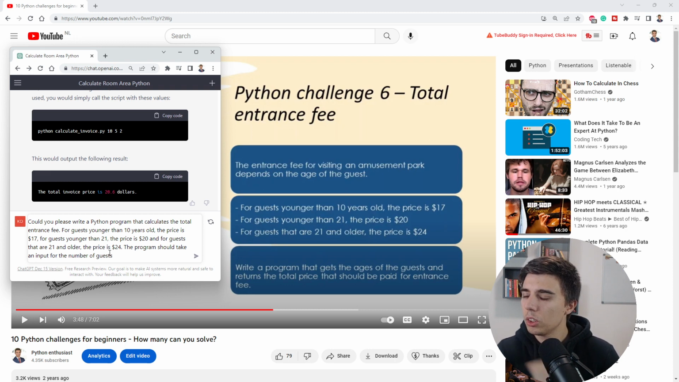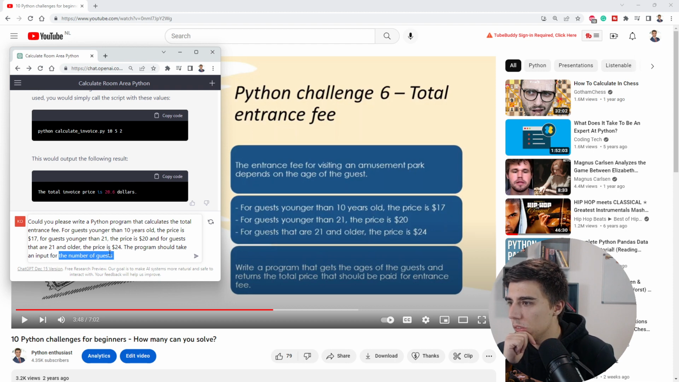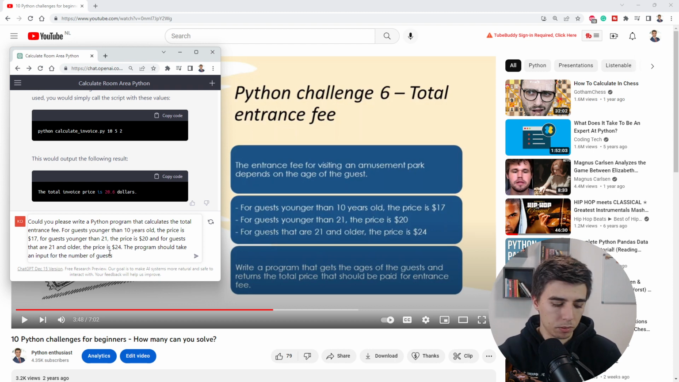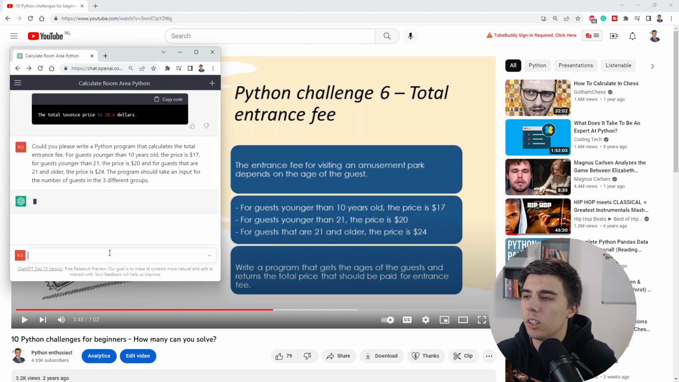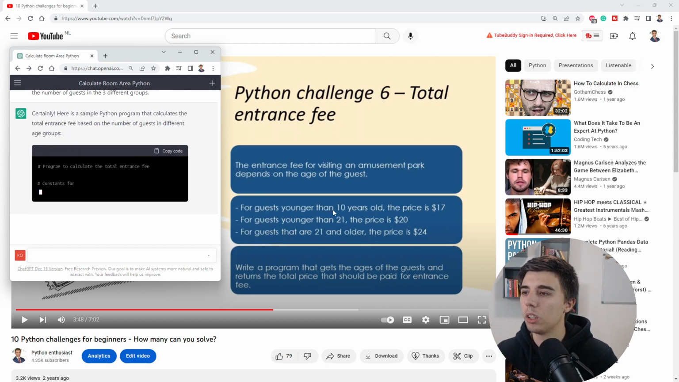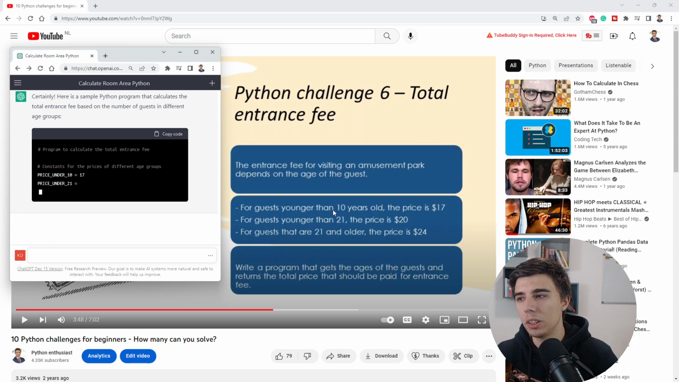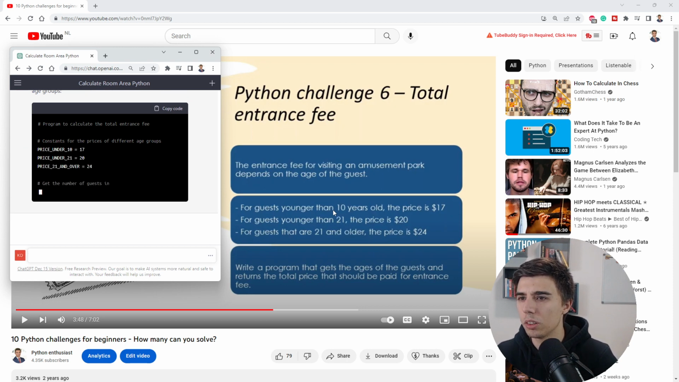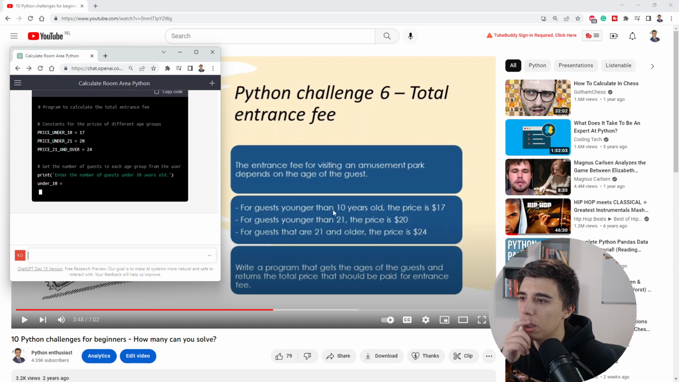Should I use it in like three age groups? Should take an input for the number of guests and their respective number of guests per age, in the three different groups. Let's see. So basically, the way it should be ideally structured is how many guests are under 10, how many are basically between 10 and 20, and 20, right? And then it should be.